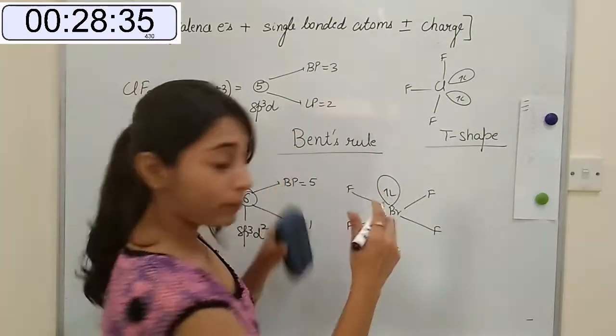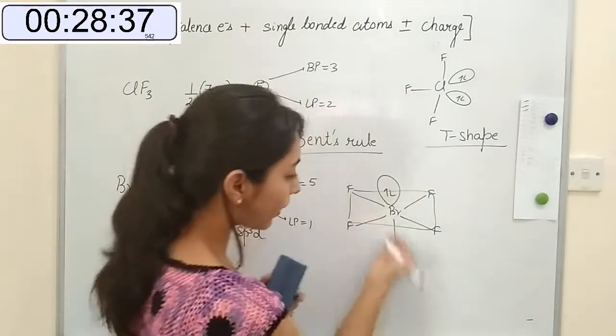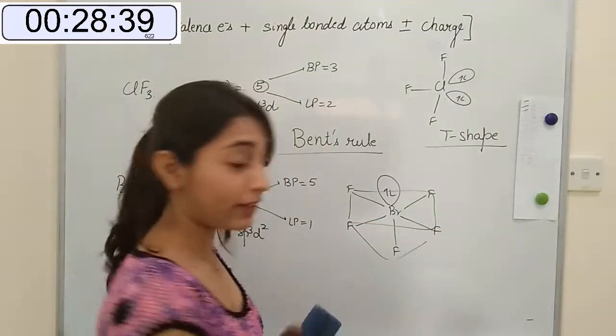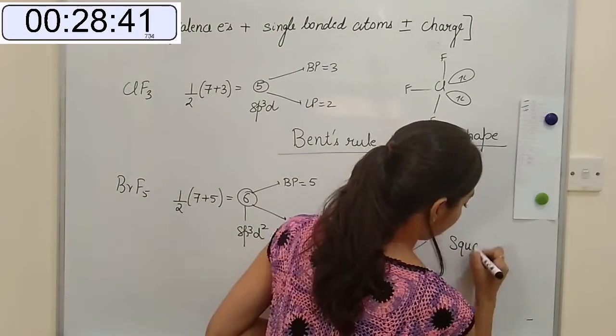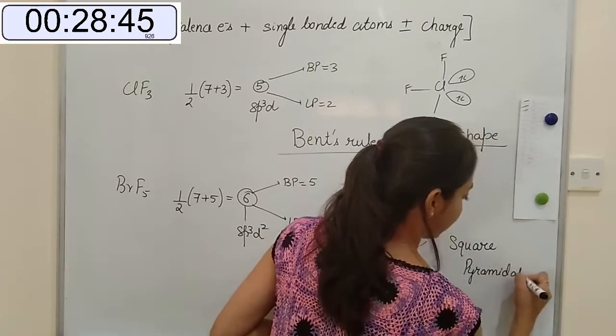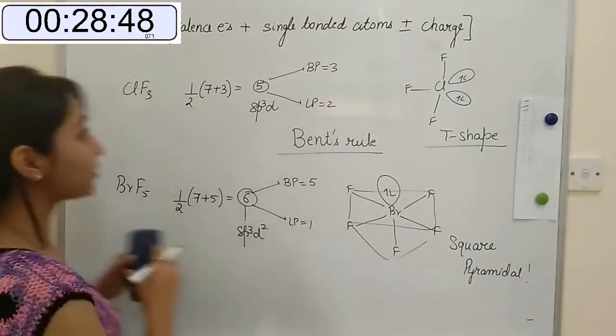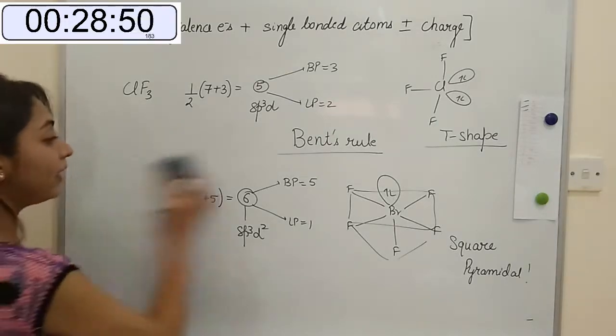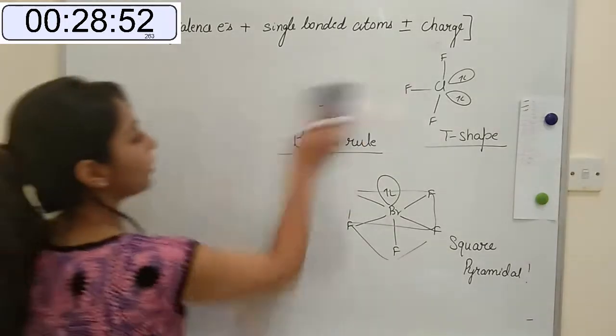Now if I talk about the picture, this is a square and there will be a pyramid from one side, right? So the shape is square pyramidal. Done? So this was about ClF3 and BrF5. Let us further do other questions.